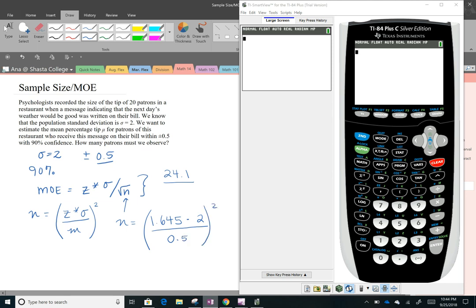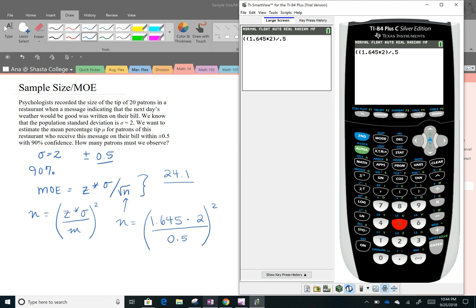So on my calculator, I'm going to use parentheses twice. For the numerator, I'm going to do 1.645 times 2, close that parentheses for the numerator, divided by 0.5, close the parentheses for the fraction, and then squared. And that's equal to 43.2964.